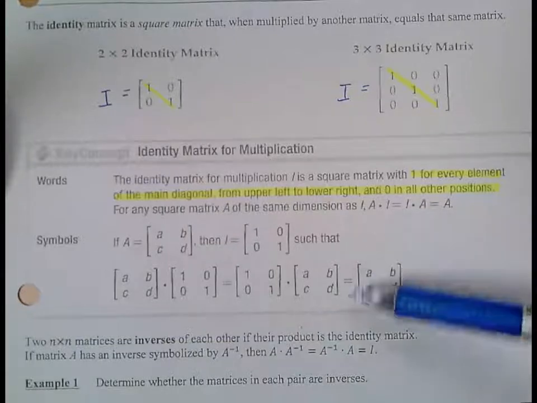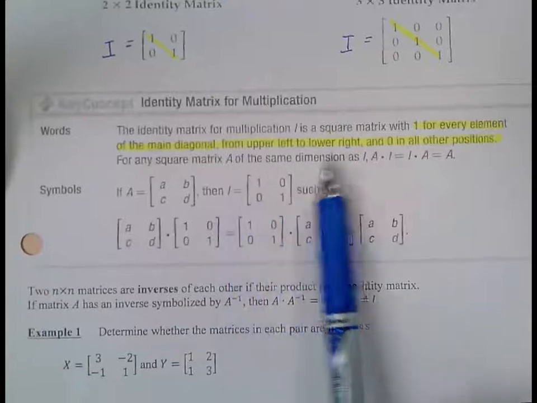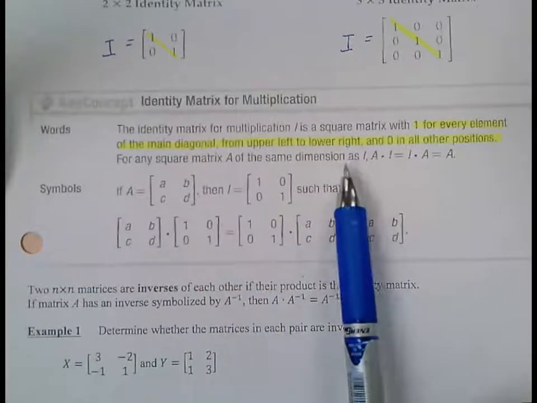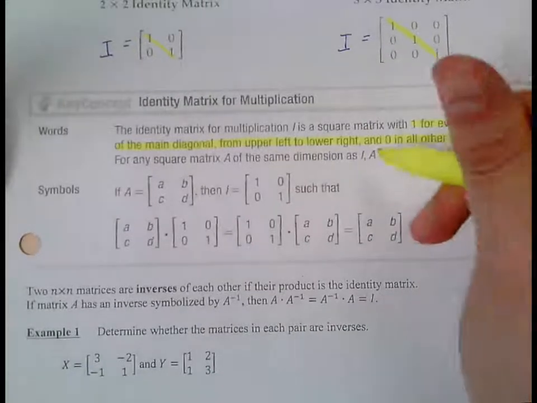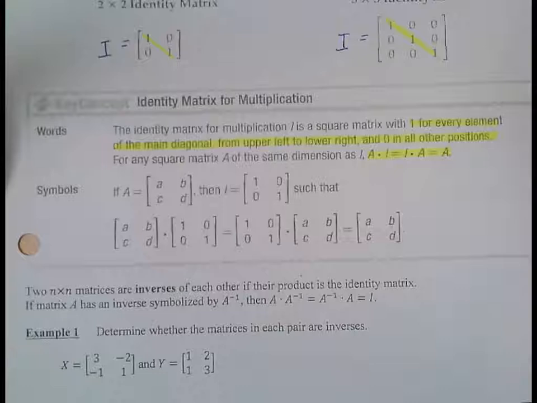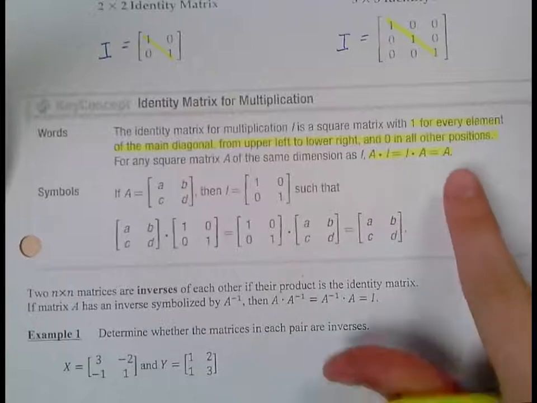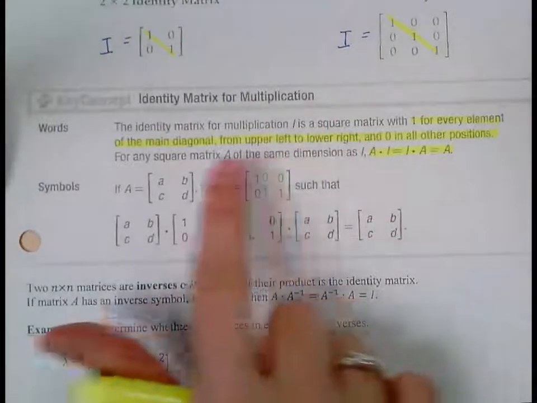But then what this explains as well is that for any square matrix A of the same dimensions as I, so we're only dealing with 2 by 2 like I said, if you multiply A times I or I times A, because remember the order you multiply matters, so if you switch the order in this case you would get the same answer and it would be the original matrix A. So that's all this is showing.